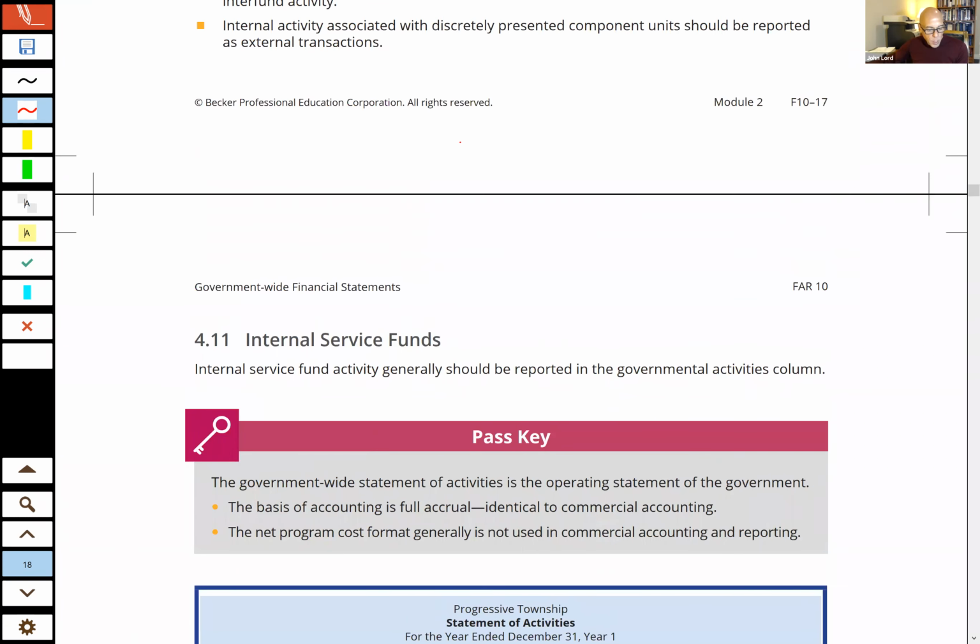So let's go ahead and let's take a look at a couple questions. And let's see which machine is in control today. Looks like it's this one, which is good.